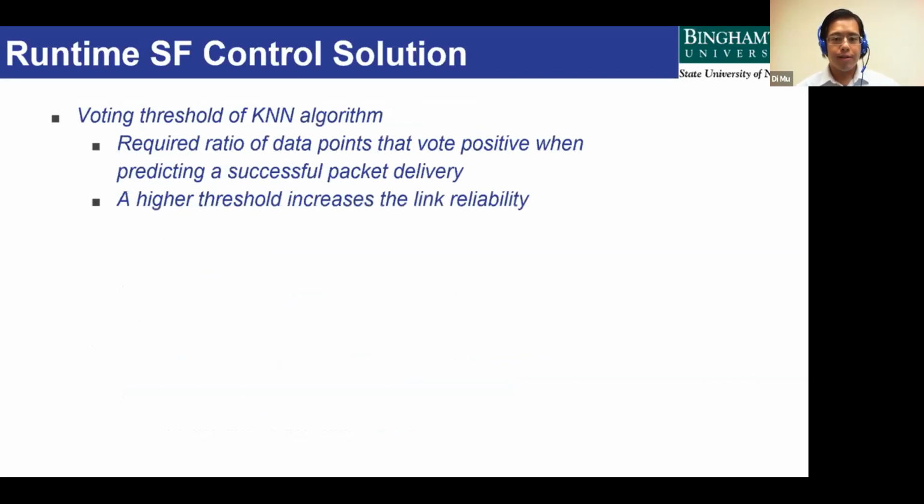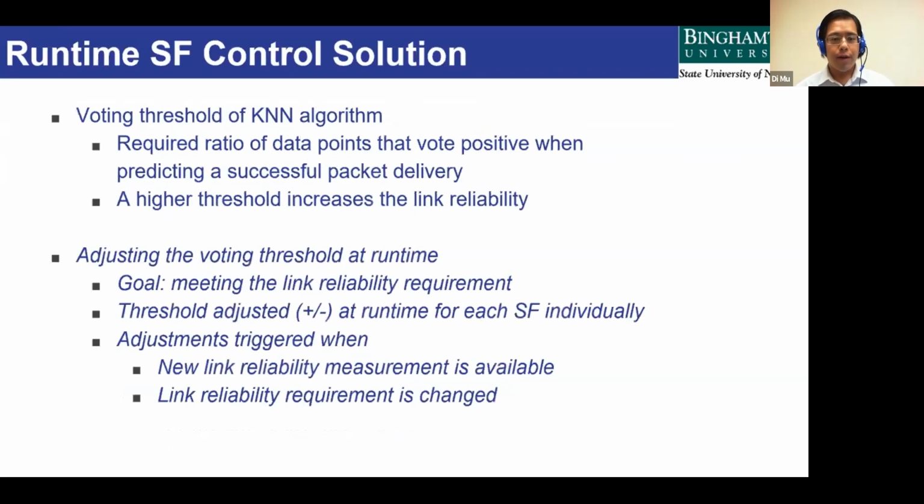The voting threshold is a parameter used by the KNN algorithm. It is defined as the required ratio of data points that vote positive when predicting a successful packet delivery. A higher threshold leads to fewer false positives and a higher link reliability. Our SF control solution adjusts the voting threshold at runtime to ensure that the link can always meet the reliability requirement. The adjustments are triggered when a new link reliability measurement is available or the link reliability requirement is changed.